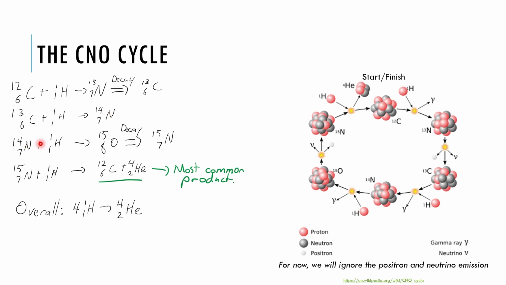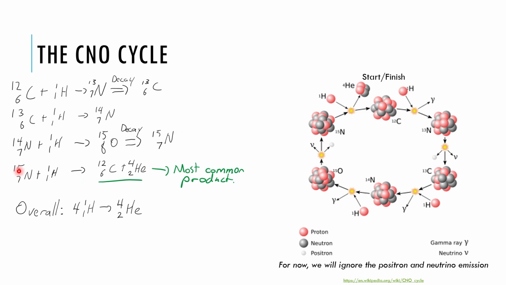Instead, it picks up another hydrogen, forming oxygen-15, which again is an unstable isotope, and similar to the previous examples, one of our protons decays into a neutron, meaning that we end up with the same mass number at the end, but one less proton. And so we form nitrogen-15.